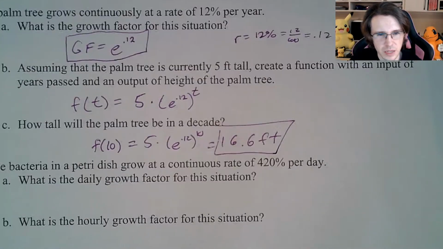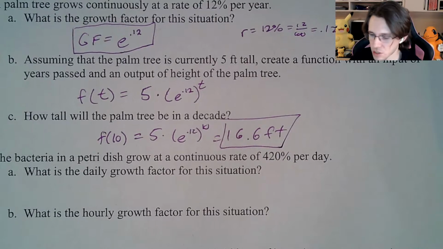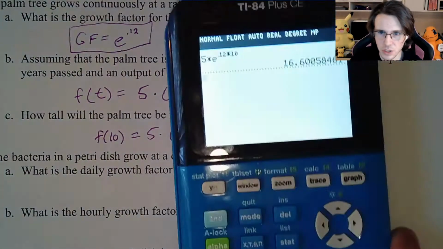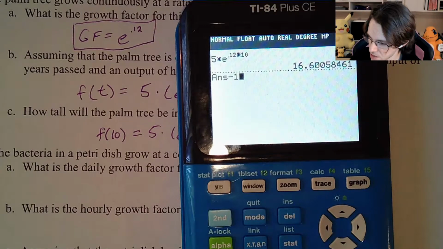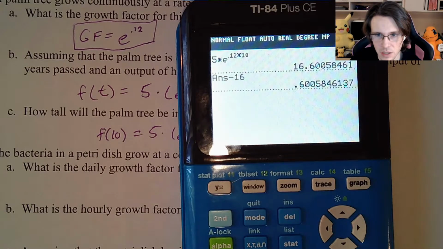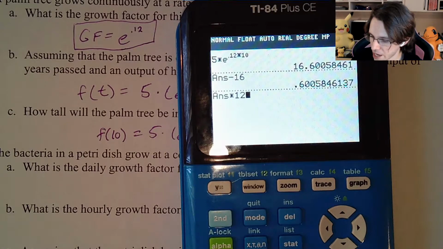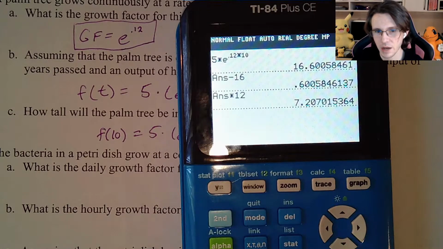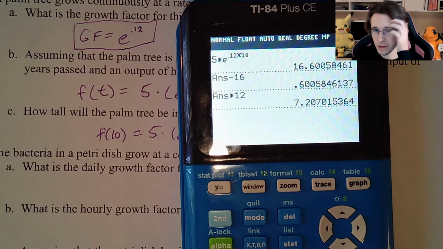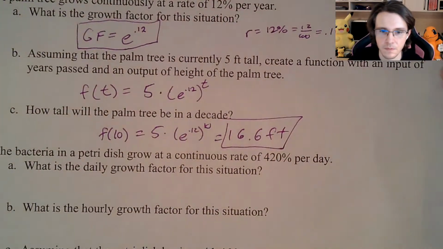One of my students was asking me, just a little extra thing, how to convert that into feet and inches. What you would do is subtract the 16 away to leave just the remaining fraction left over, and you're going to multiply that answer by 12, and that will give you exactly how many inches are in that situation. So 7.21 looks like the number of inches.